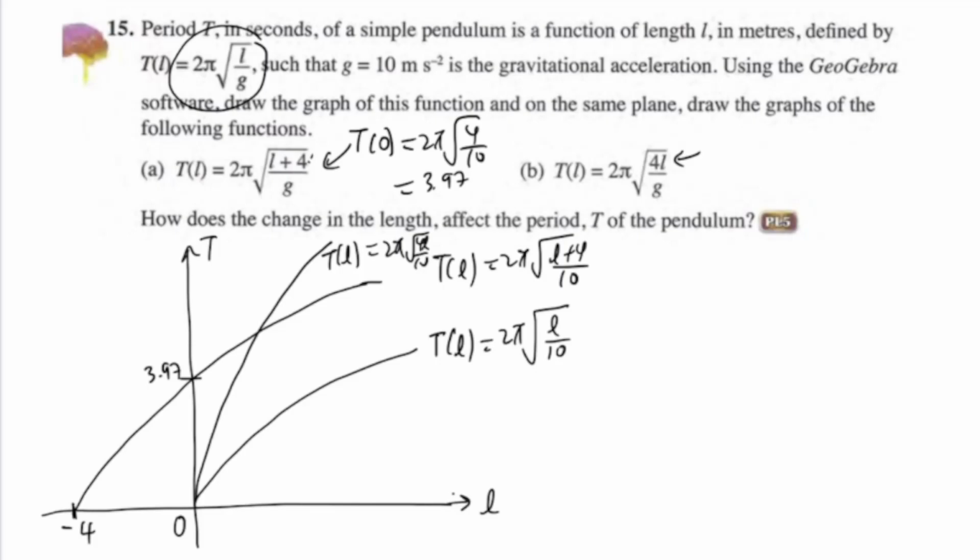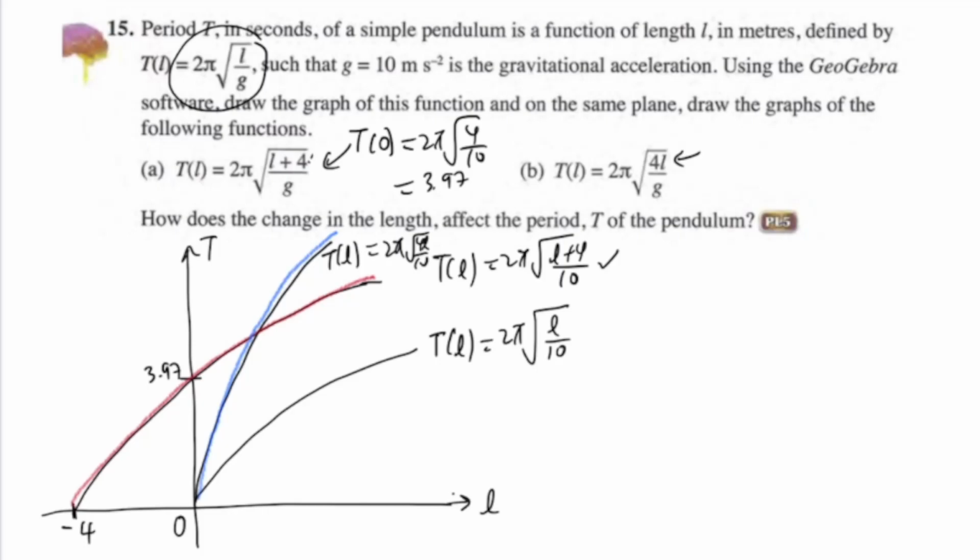Next one. How does the change in length affect the period T of the pendulum? Of course, you can see when you increase the length, for example L plus 4, your T value increases. Your oscillation period is higher, right? Can you see? The L plus 4 is this graph here. It increases, and if you multiply by 4, it also increases from the original graph, right?